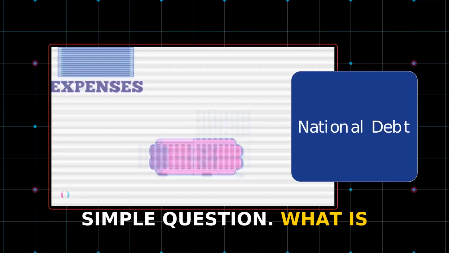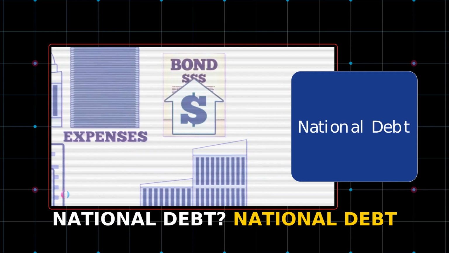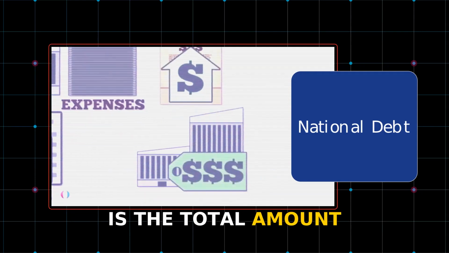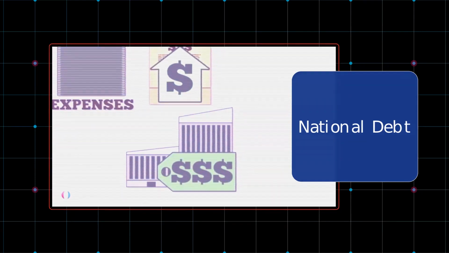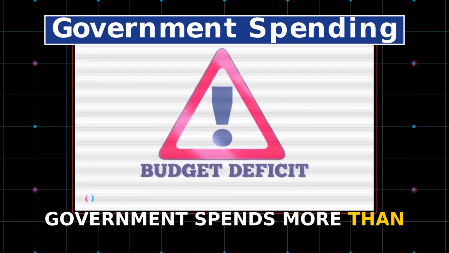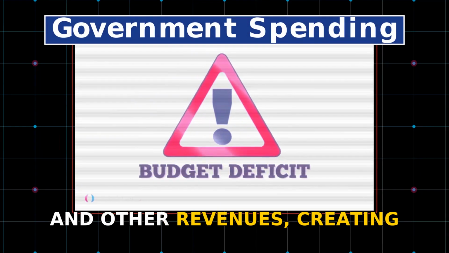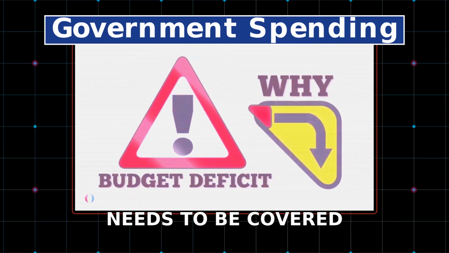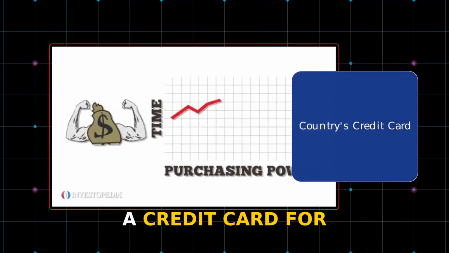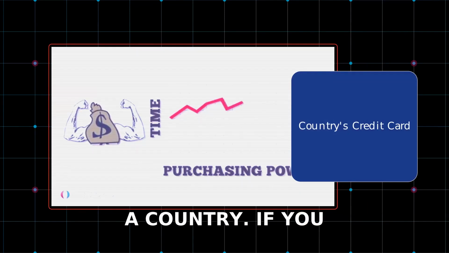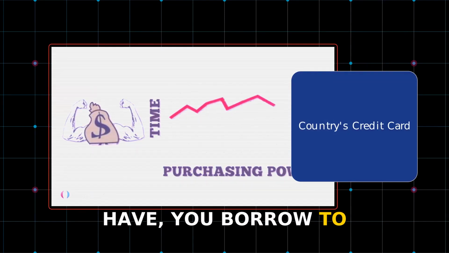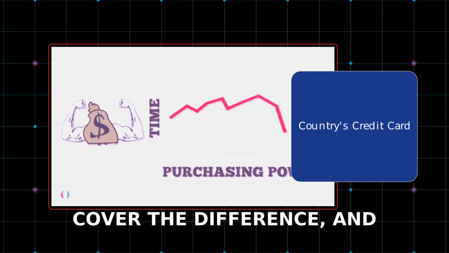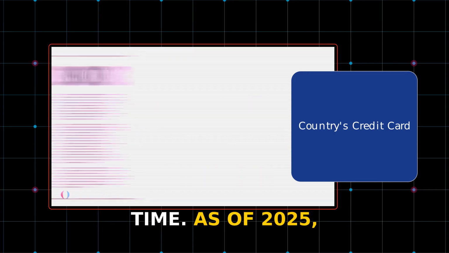Let's start with a simple question. What is national debt? National debt is the total amount a government owes to its creditors. This happens when a government spends more than it earns from taxes and other revenues, creating a budget deficit that needs to be covered by borrowing. Think of it like a credit card for a country. If you spend more than you have, you borrow to cover the difference, and that debt accumulates over time.